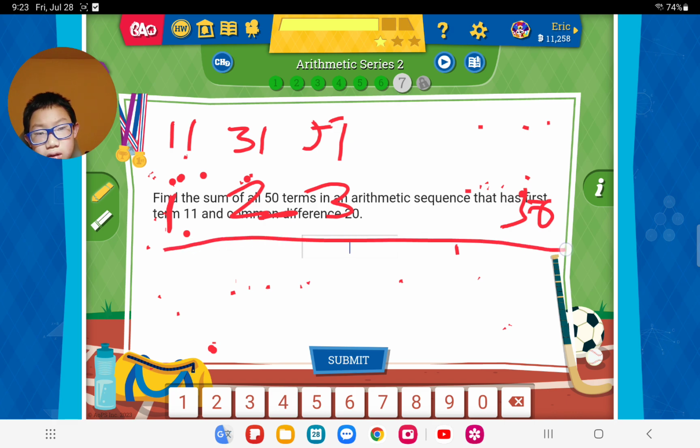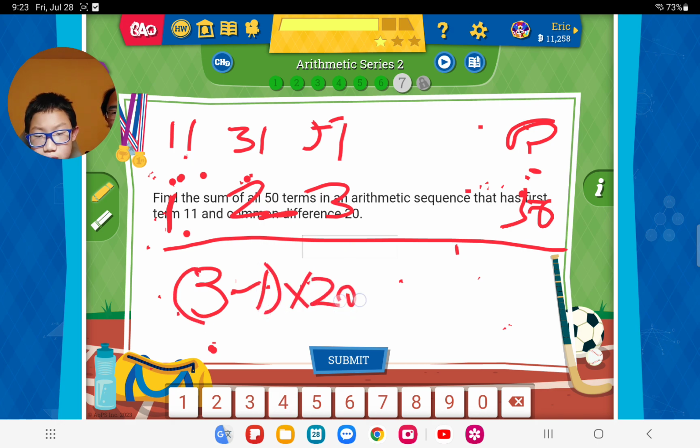So how can you get this number? It means, for example, the third number means 3 minus 1, times 20, plus 11. Do you understand?